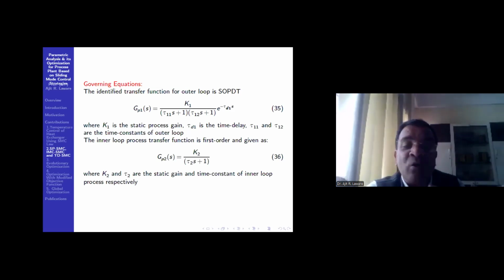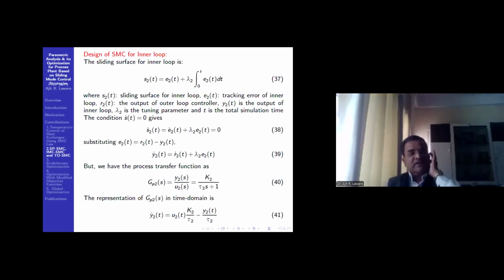Please pay attention here. The outer loop is SOPDT and the inner loop is strictly first order only. Then the design of SMC for the inner loop. For this, the sliding surface is represented by equation 37, and taking the derivative we get e2 dot t plus lambda 2 e2 of t equal to 0. Then substitute the error expression, because e of t equals the reference value minus the output value. So e1 and e2 you will have to put over there, and you will get equation 39.